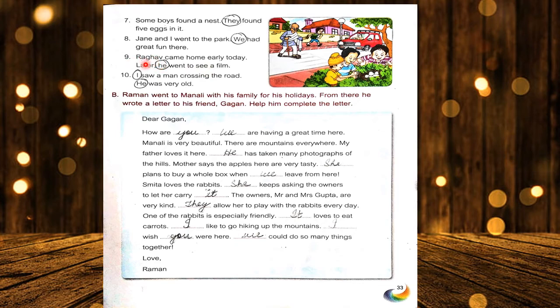Noun Raghav. Then number 10. I saw a man crossing the road. He was very old. So I here is a pronoun. He is also a pronoun. Okay, so this is exercise number A. Now let's see number B.